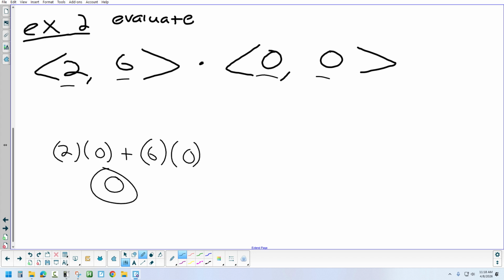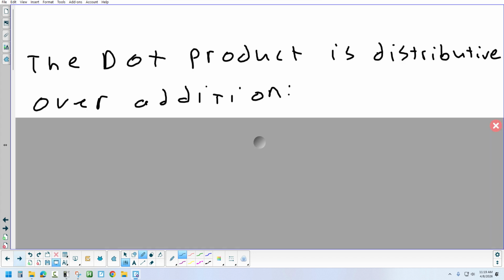Now, what other property do we use with multiplication a lot? It's kind of a property where you do multiplication twice. Anyone remember what we call that? Exponents? No, not exponents. Formally, what's that called in general? That's the distributive property. So when we do dot product, the distributive property works.